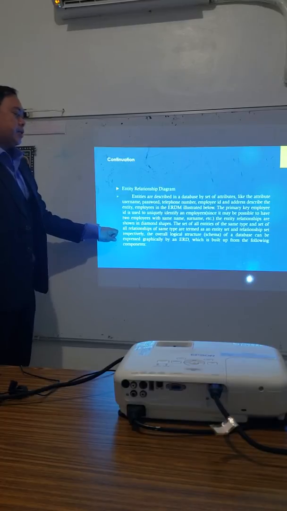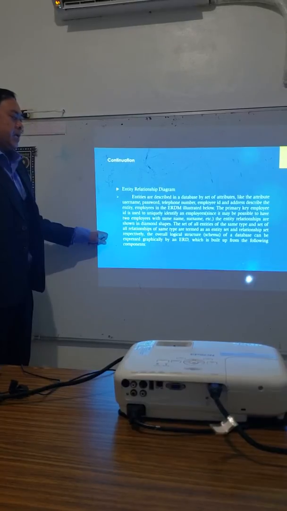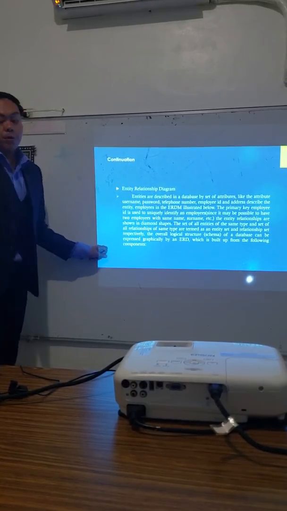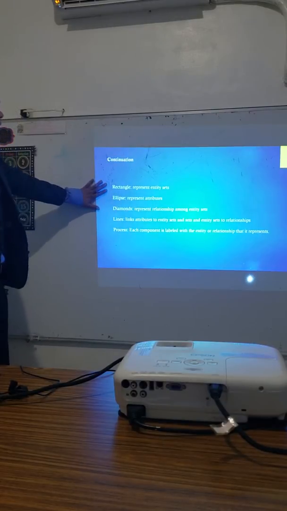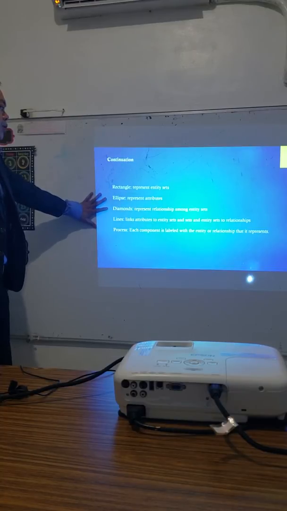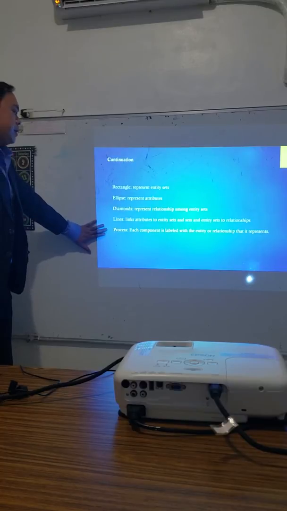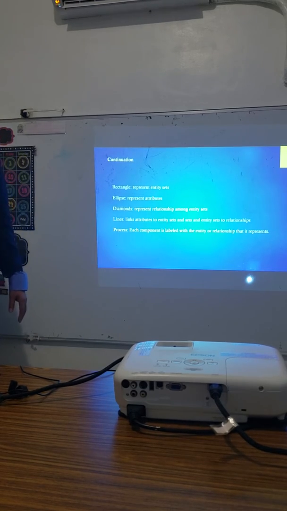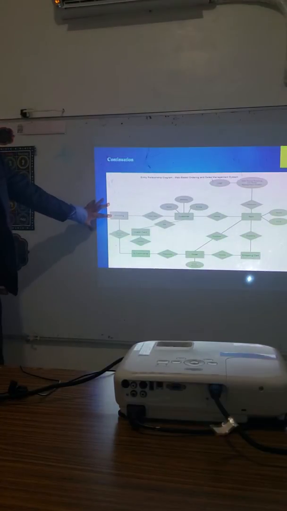The overall logical structure or schema of the database can be expressed graphically by an ERD, which is built up from the following components. The rectangles represent entity sets, the ellipses represent attributes, the diamonds represent relationships among entity sets, and the lines link attributes to entity sets and entity sets to relationships. Each component is labeled with the entity or relationship that it represents. So here's the diamond, the rectangle, the ellipse.